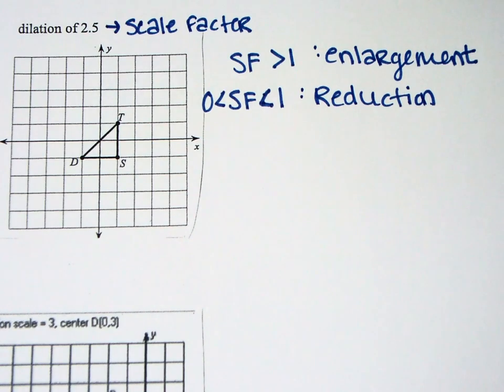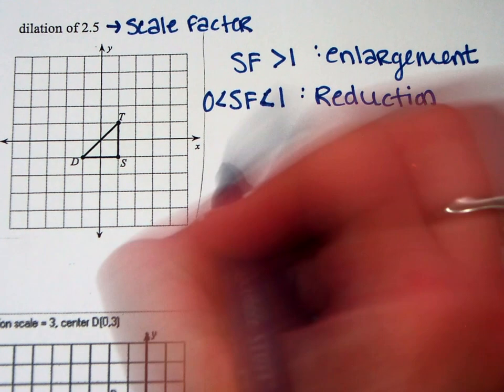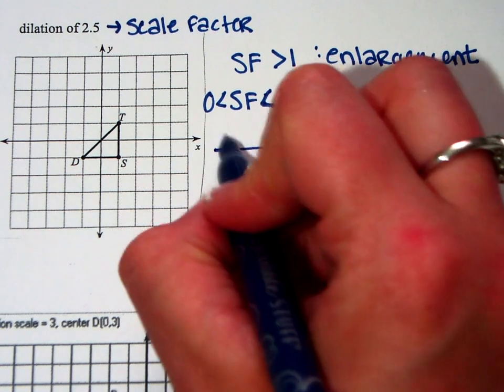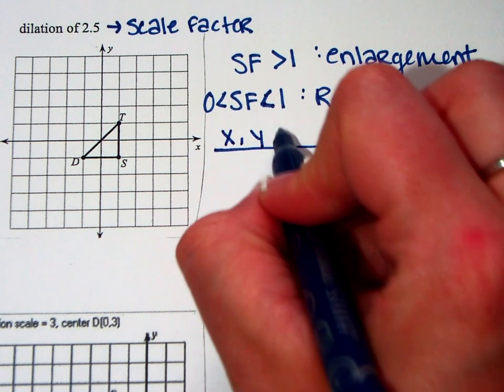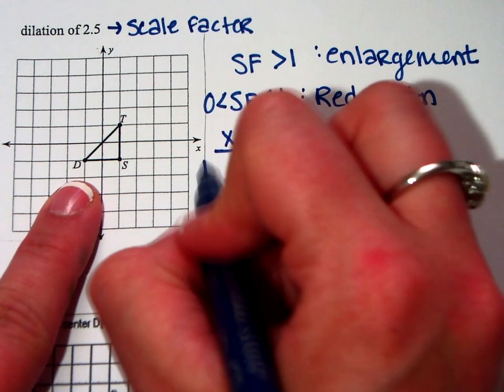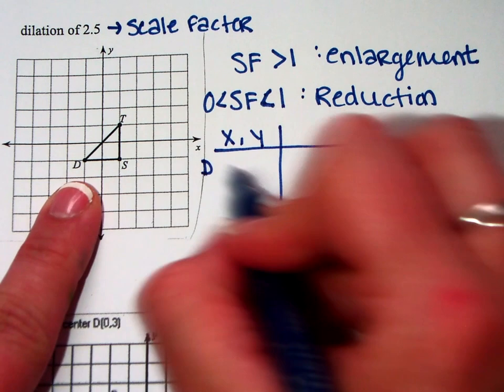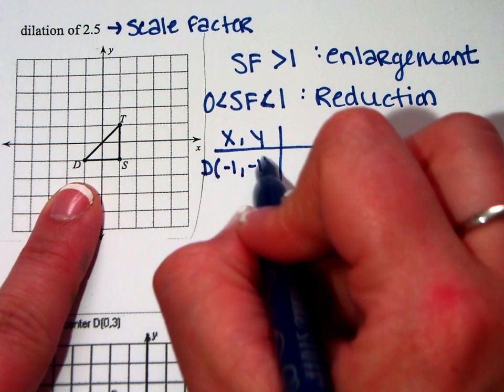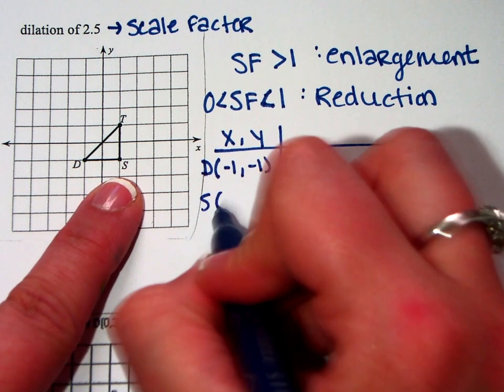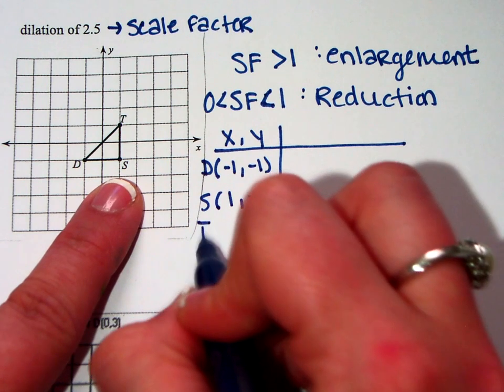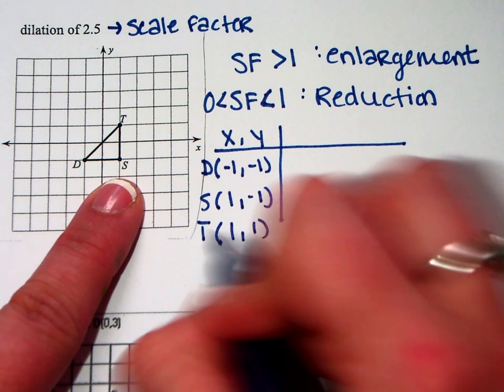You will never have a scale factor that is negative, ever. So for a reduction it's always going to be less than 1 but bigger than 0. So let's go ahead and get started. The first thing I'm going to do is make a t-chart where we have x, comma, y. So D is located at -1, -1. S is located at 1, -1, and T is 1, 1.